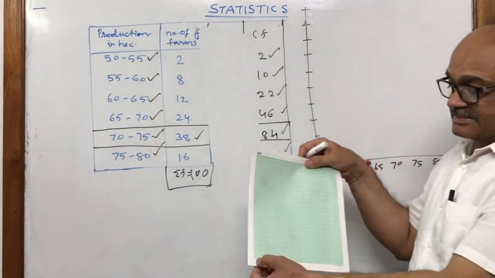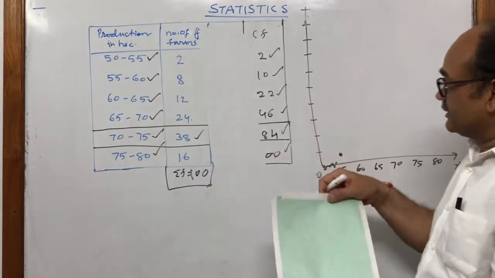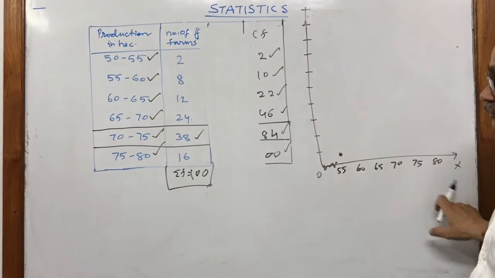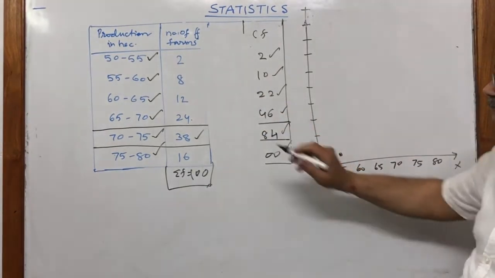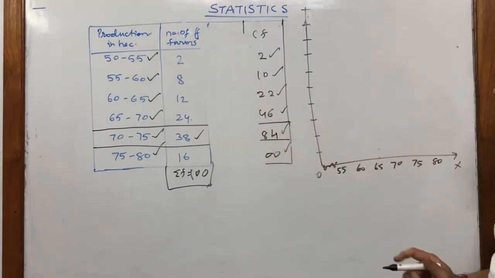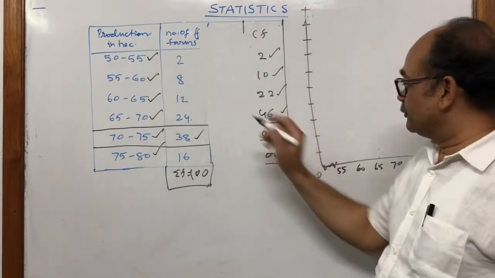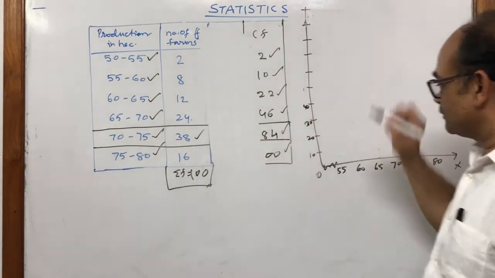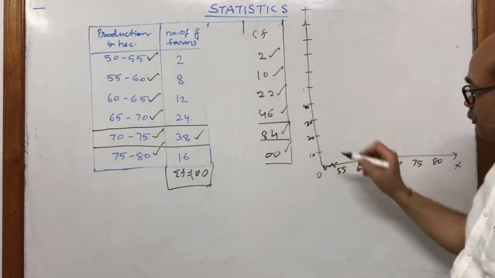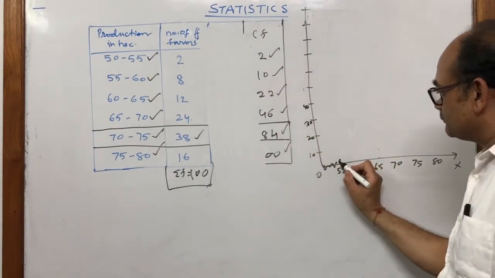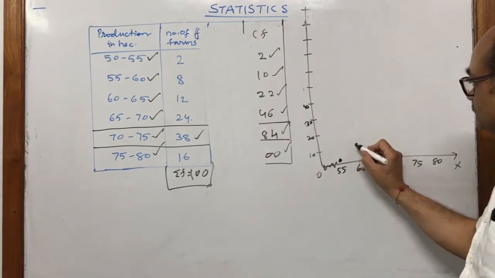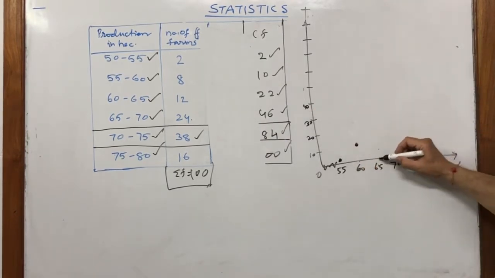Correct? This is the x-axis and this is the y-axis. We are taking CF here and we are taking upper limits here. So first 55, then 2. Rough idea. Each one is carrying 10 marks. 20, 30, 40 and so on. So at 55 we want 2 only. Very small number. Approx 2. Then we want 10. It is 10. Third we want 22.